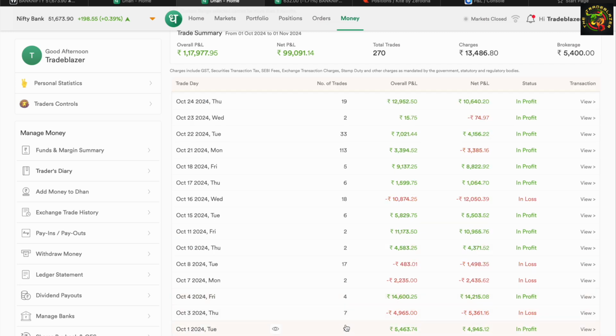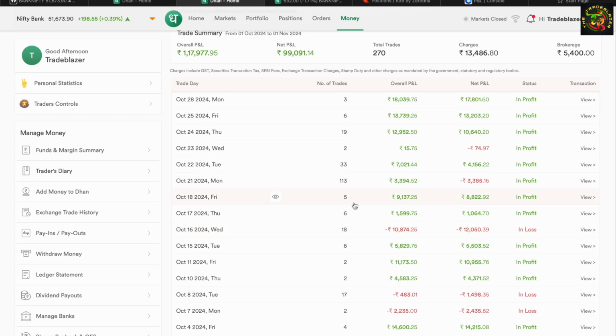You can see that here I have taken 17 trades. It's almost a cost to cost day, but I'm paying more charges here. 18 trades over here. You can see that I'm into a 10,000 loss, but I'm paying overall 12,000 of loss, including the charges as well. So here also you can see 113 trades.